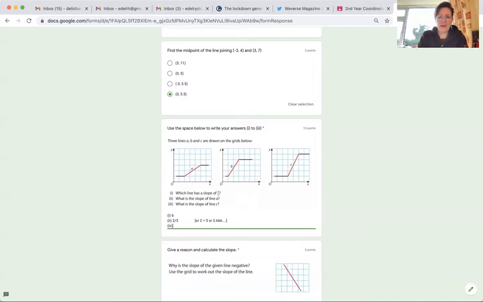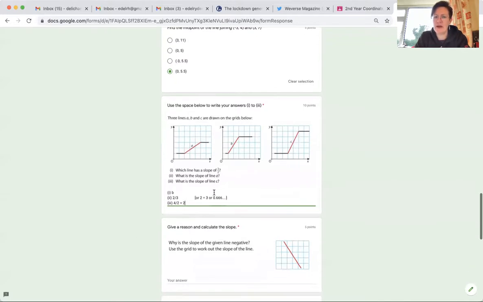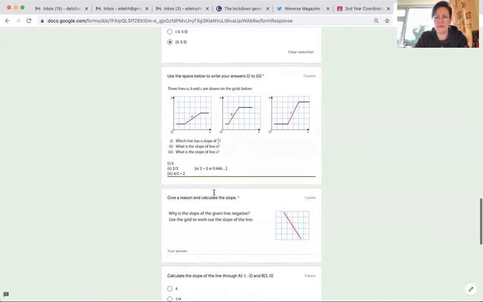Then for part 3, what is the slope of the line C? And again, it's rise over run, so 4 over 2, but I would expect you to simplify that to 2 for full marks there. You can see this whole question here is worth 10 points. So there will be partial credit going depending on how you answered the question there.